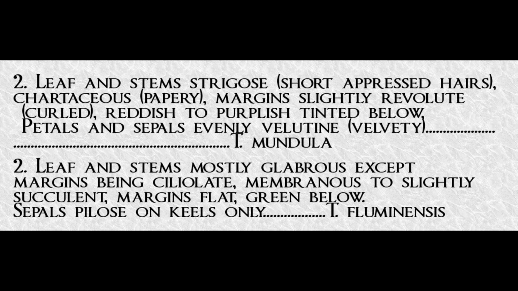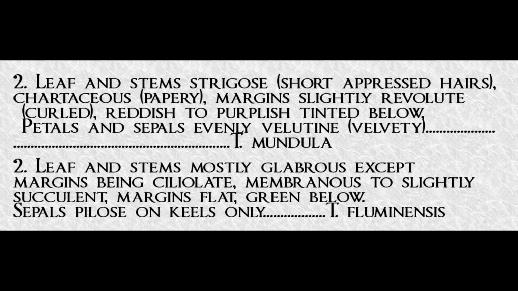So our second choice is, are the leaves mostly hairless? Mostly. Except the margins having cilia. And I'll show you that in a minute. So the first group are purple below. The second group are hairless, have cilia on the margins. They're membranous to slightly succulent. The margins are flat, not rolled under, and they're green below. The sepals are pilose on the keels only, whereas mandula, they're velvety on almost all the flower, the major parts. Whereas in fluminensis, they're pilose, like a light little hair, just on the keel part.